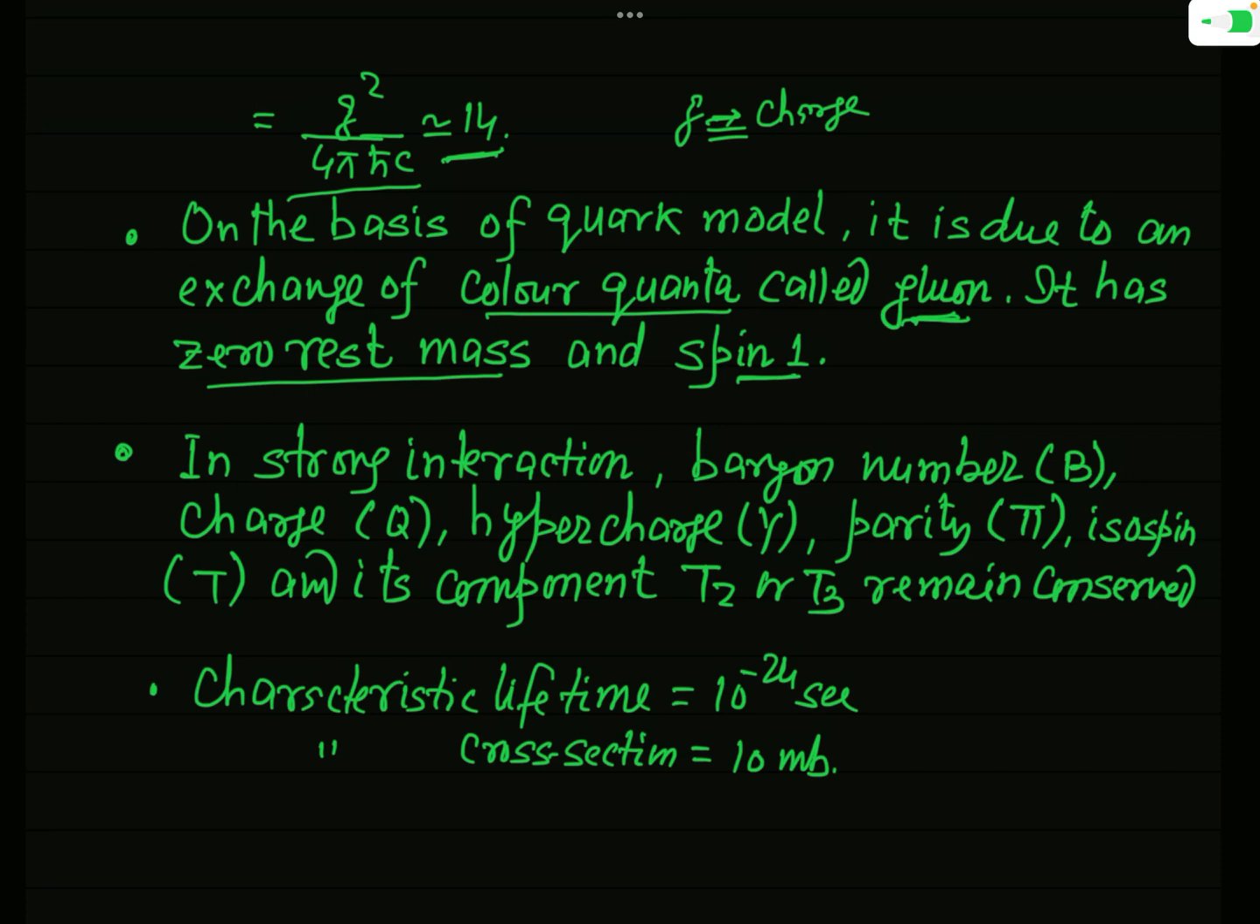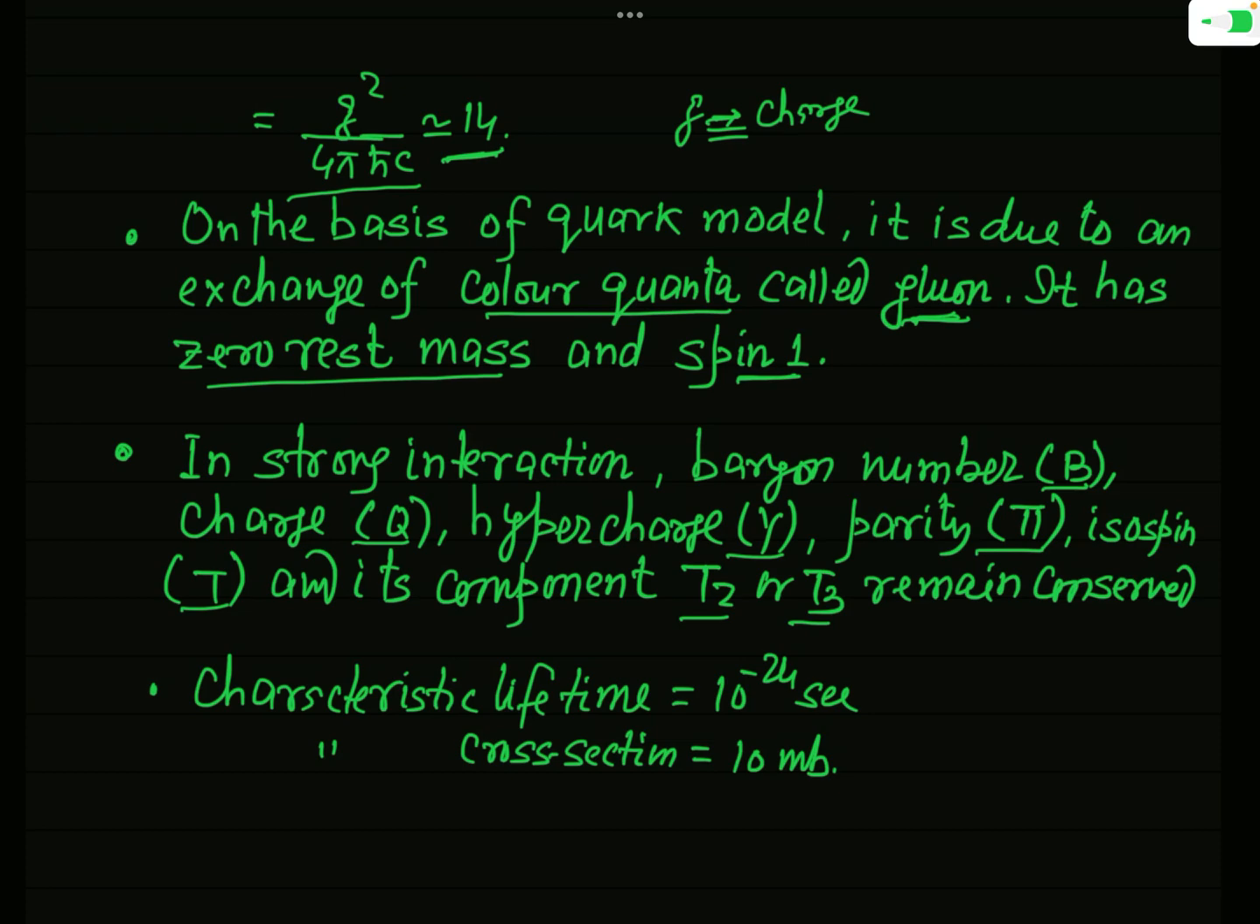Now, when a strong interaction takes place, there are so many quantum numbers which remain conserved, and in the forthcoming lecture we will discuss in great detail the different conservation principles. But here, just as information, I have mentioned the quantum numbers which remain conserved during the strong interaction. You will see later on that the baryon number B, the charge Q, hypercharge Y, parity pi, isospin T, and the third component or Z component of this isospin, that is Tz or T3, remain conserved during this strong interaction. So these are the quantum numbers which do not change during a strong interaction.